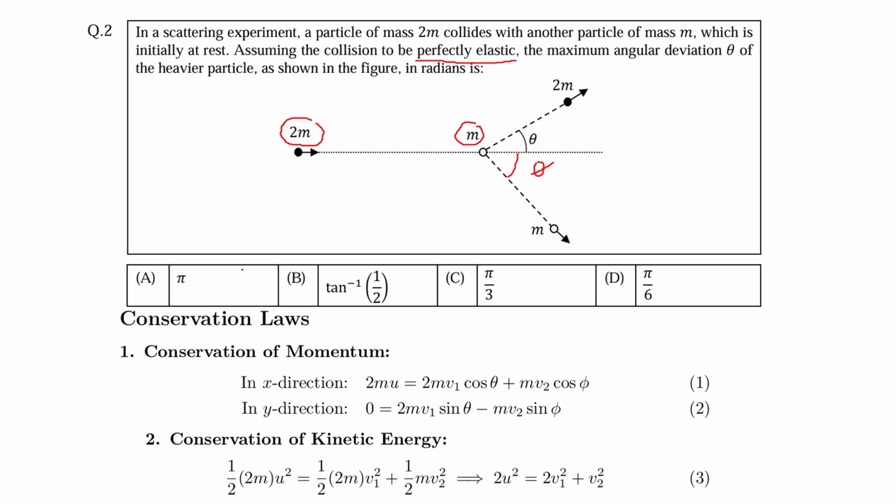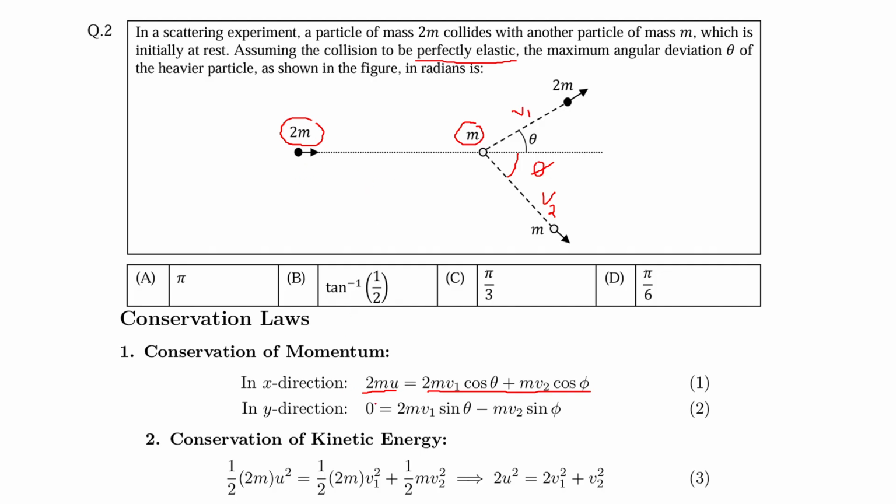So when we apply the conservation law, for initial linear momentum, we are assuming the speed to be u for the particle of mass 2m. So initial linear momentum is 2mu, and final linear momentum in x direction is 2m v1 cos theta plus m v2 cos phi. v1 is assumed to be the velocity of this particle after collision, and v2 is assumed to be the velocity of the smaller mass after collision.